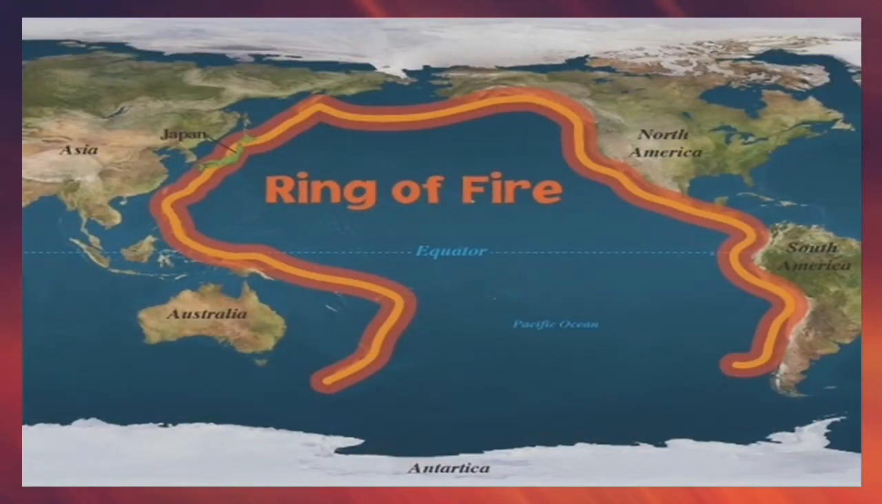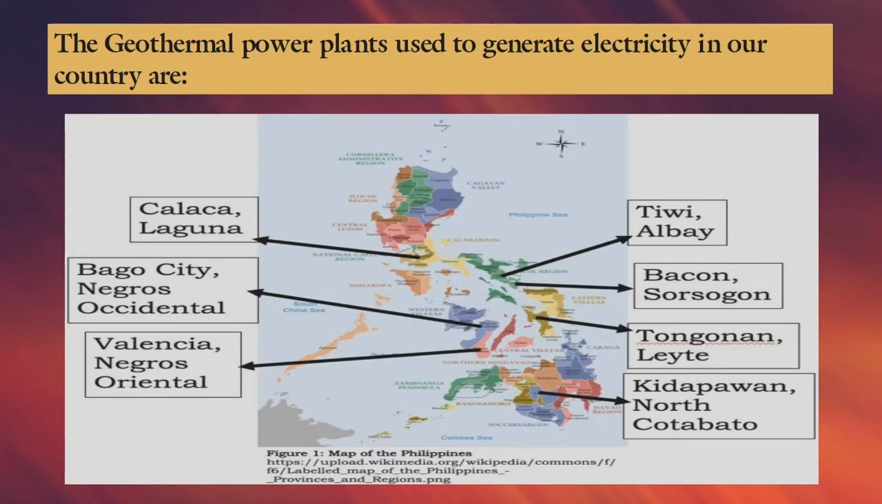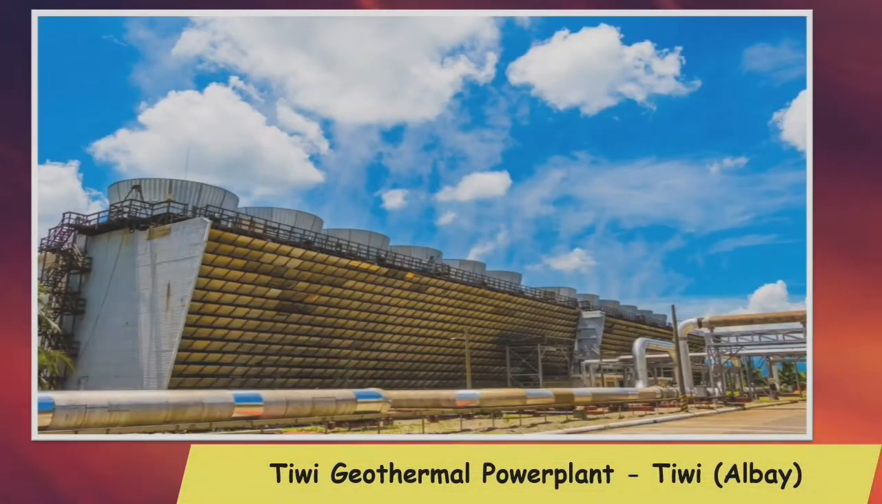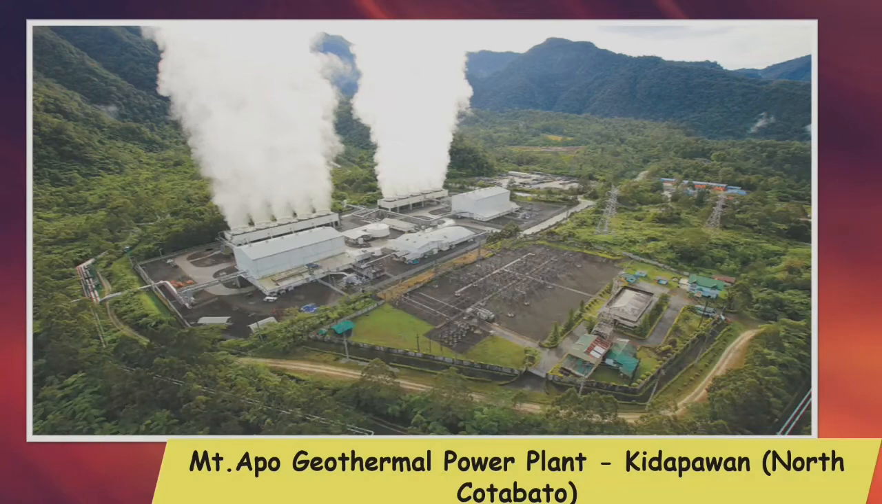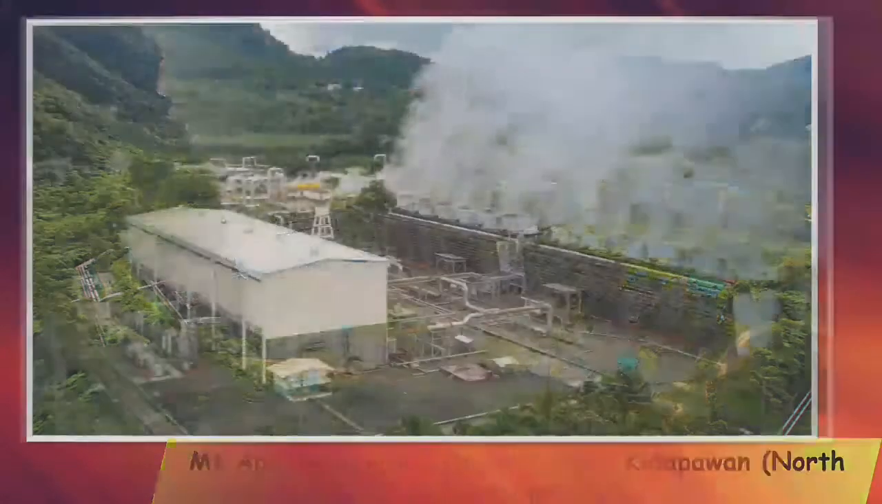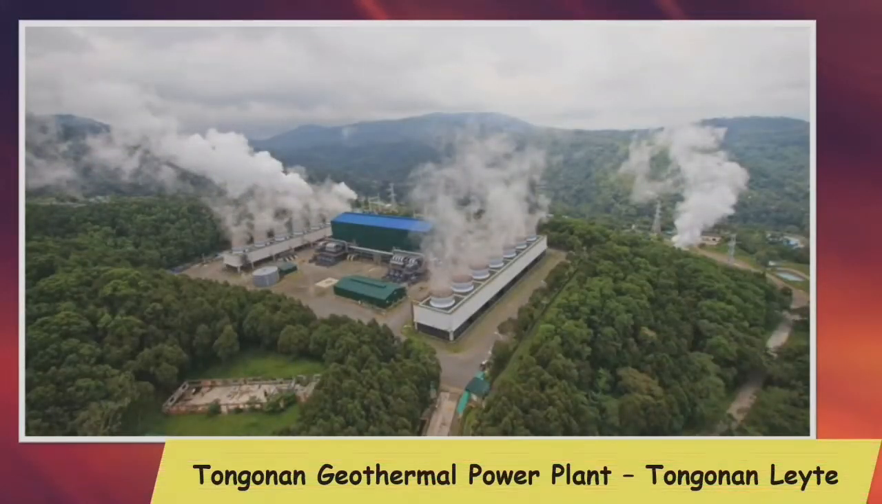Since the Philippines is one of the countries located along the Pacific Ring of Fire, it has hundreds of volcanoes that can be utilized in the production of geothermal energy. Here are the 7 places in the Philippines where geothermal power plants are located. The first one, Tiwi Geothermal Power Plant in Tiwi, Albay. The next one, Mount Apo Geothermal Power Plant in Kidapawan, North Cotabato. The third one is Makban Geothermal Power Plant located in Calauan, Laguna. Next is Tongonan Geothermal Power Plant found in Tongonan, Leyte.